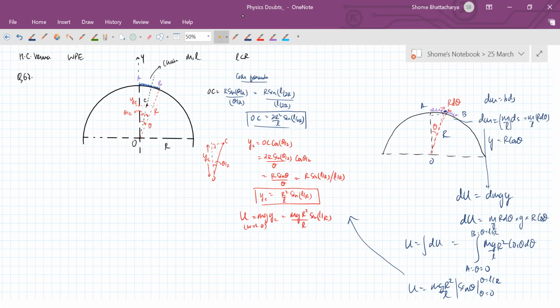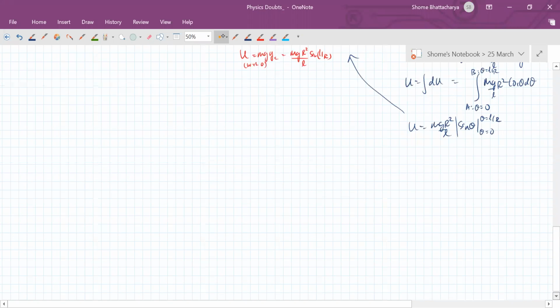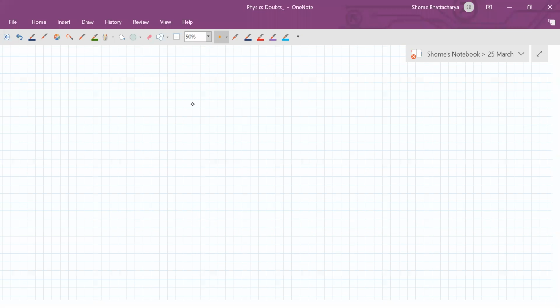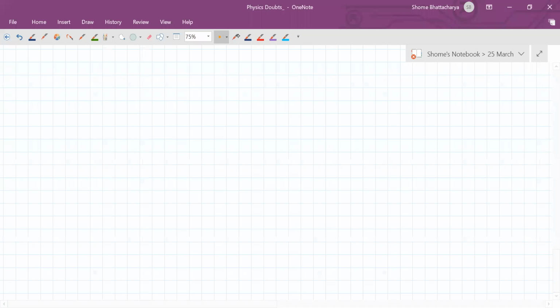So this is the second method for this potential energy part. Now let's come to the B part. Release the chain from this given position, and you have to find the kinetic energy when it has slid through an angle theta. So now next part.